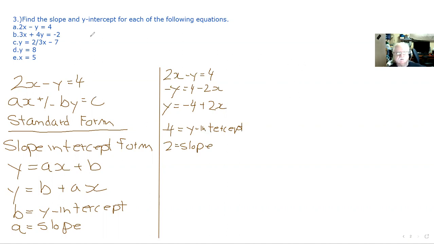So in most cases, when you ask for the slope and the intercept, we don't have to graph it, but let's graph this one just to see the relationship between what we've just calculated and the line that we're actually looking at.